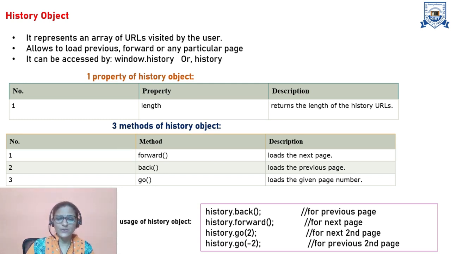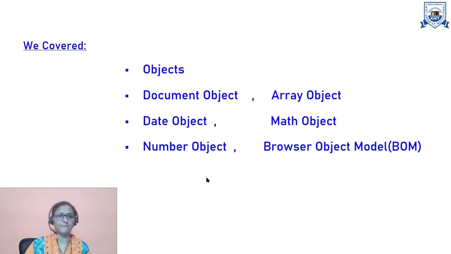In the program, we can use the history object like this: history.back for the previous page, history.forward for the next page, history.go with a positive number moves forward, so it will move to the next second page. -2 means we are moving in the negative direction, toward previous pages, so it will move to the previous second page. We can use it in this manner in our program.